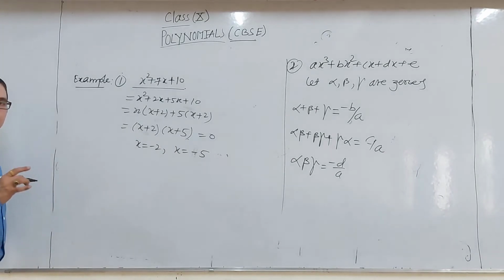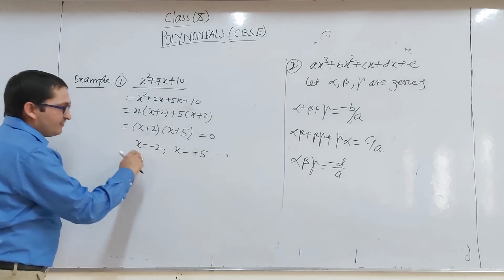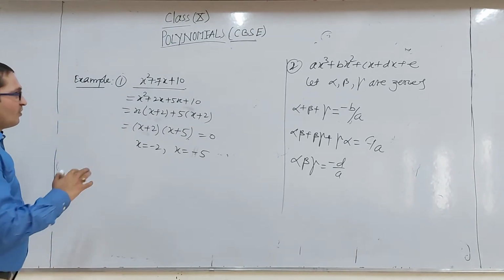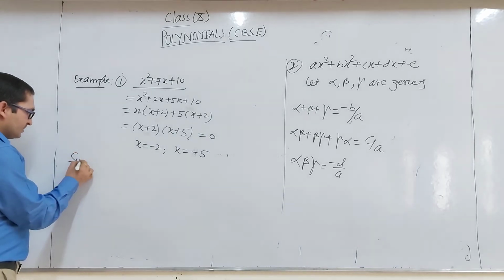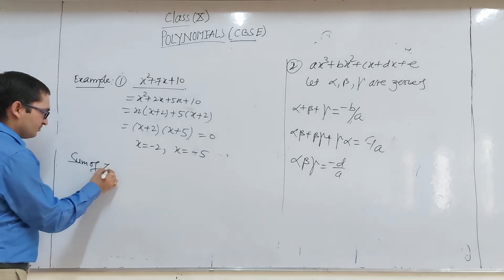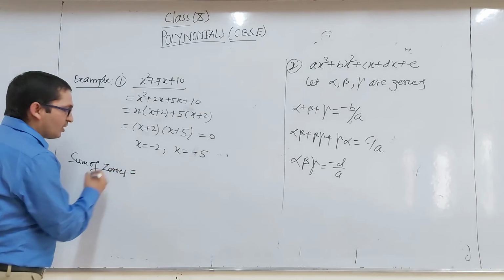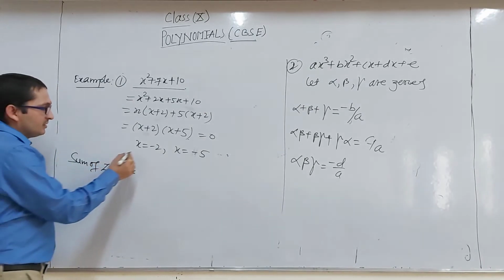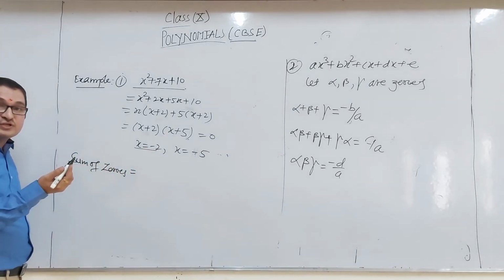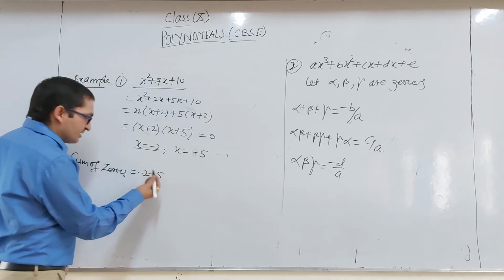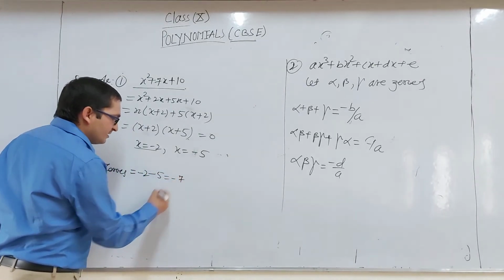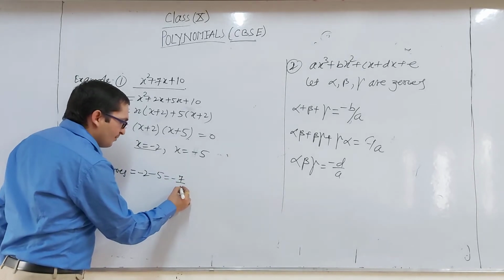Now we have to verify with the coefficients. So what will we do? First we need to find the sum of the zeros. Sum of zeros is equal to what? Alpha plus beta. We can say roots of the equation also. So minus 2, minus 5. This is the sum of zeros. How much are you getting? Minus 7. Minus 7 upon 1 we can say.